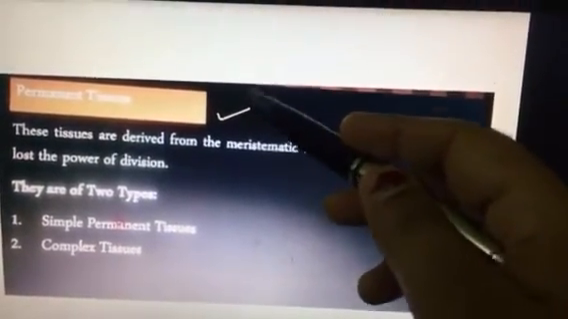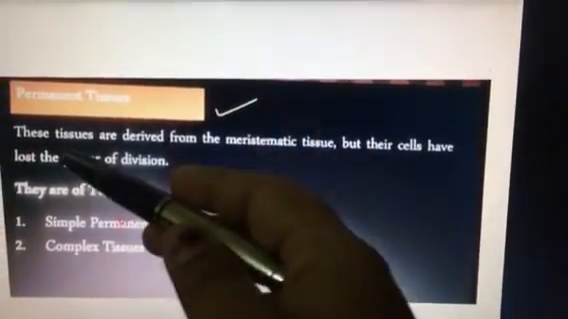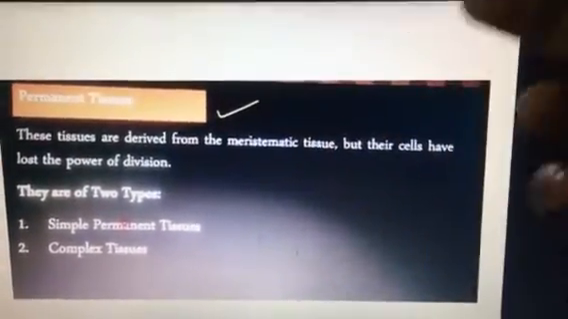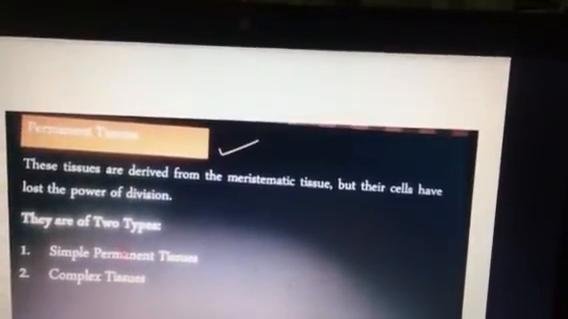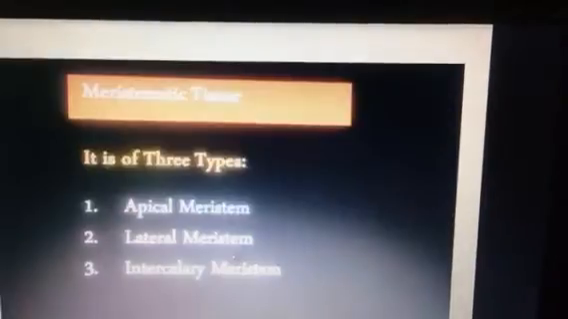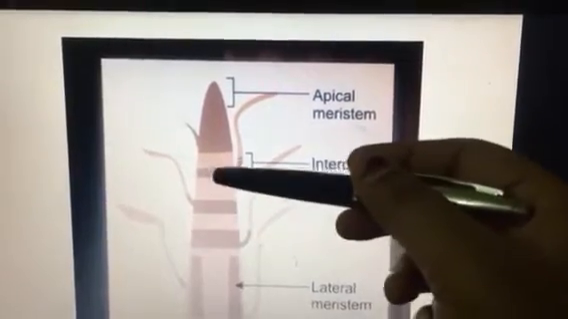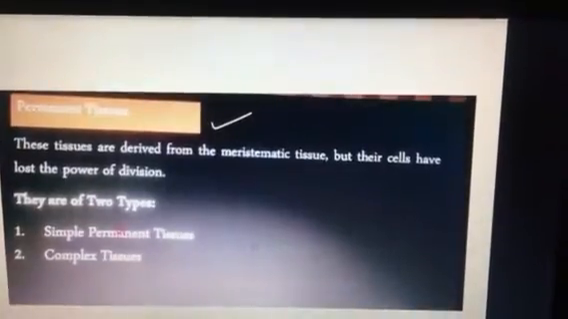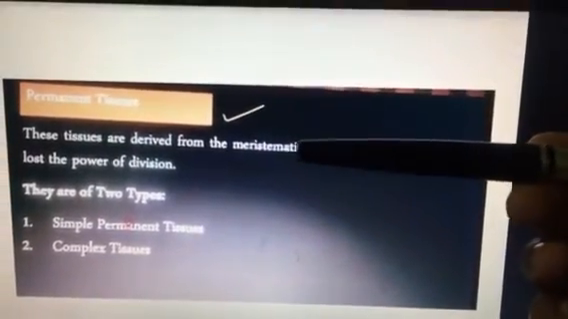Moving over to permanent tissues. These tissues are derived from meristematic tissues, but these cells have lost the power of division. Now, when the apical meristem is moving along with the tip of the plant, the cells which are left behind, some of them will lose the meristematic function and will become permanent tissues. Now, what is the feature of these permanent tissues?